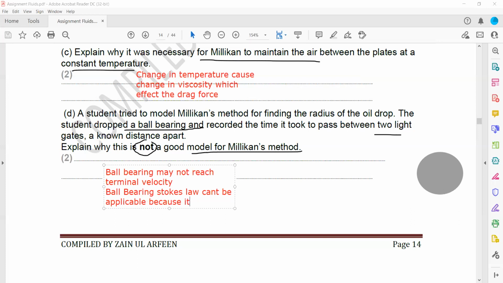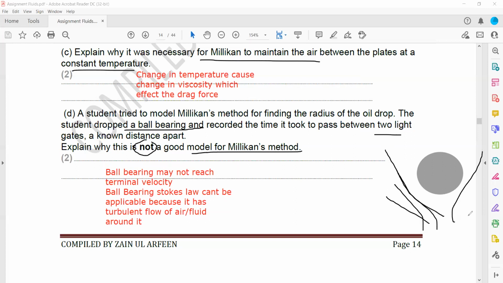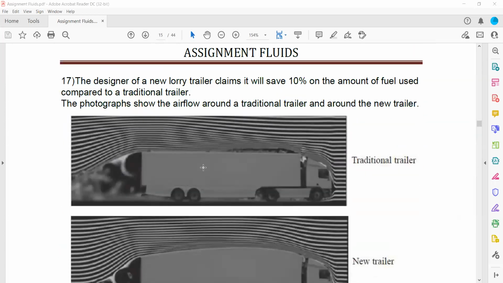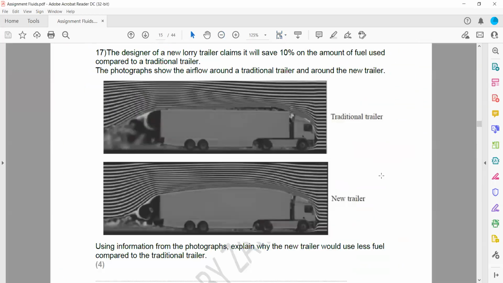Because it has turbulent flow of air or fluid around it. Around the ball bearing, the flow of the air will be turbulent, but according to Stokes' law, the fluid flow around the object when it is moving should be laminar. And the fluid flow remains laminar when the object is moving at a slower speed.